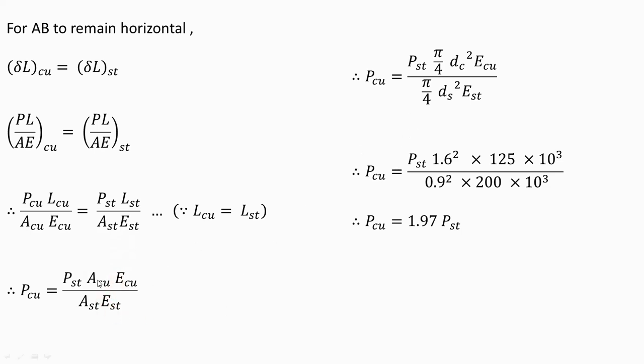Now substitute the value of area of copper, that is pi by 4 DC squared. Area of steel is pi by 4 DS squared. Pi by 4 will get cancelled out. Substitute the values: DC is 1.6, ECU is 125 into 10 raised to 3. DS is 0.9, that is the diameter of steel, into EST, the modulus of elasticity, which is 200 into 10 raised to 3. So that gives the relation between PCU and PST, that is PCU is 1.97 times PST.